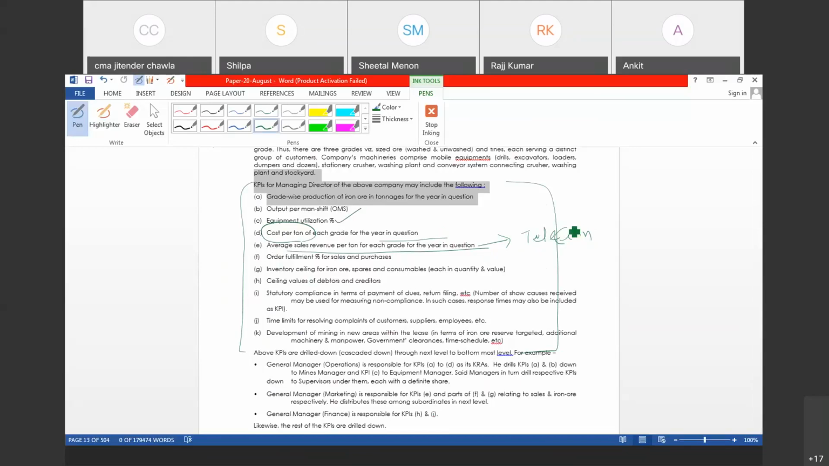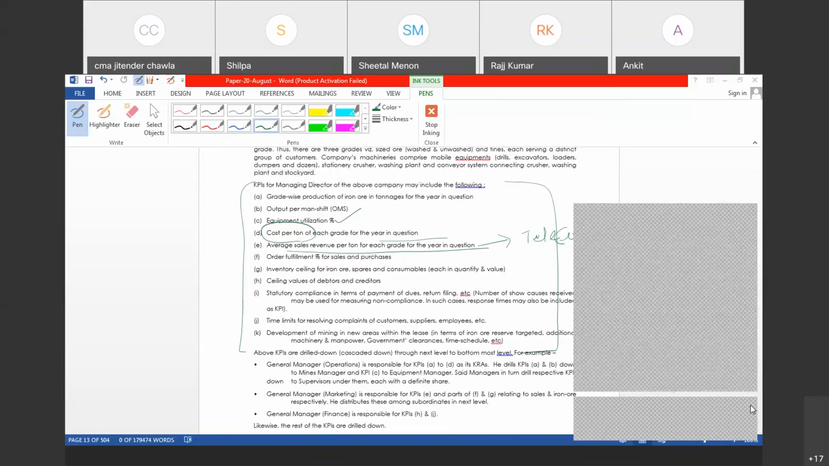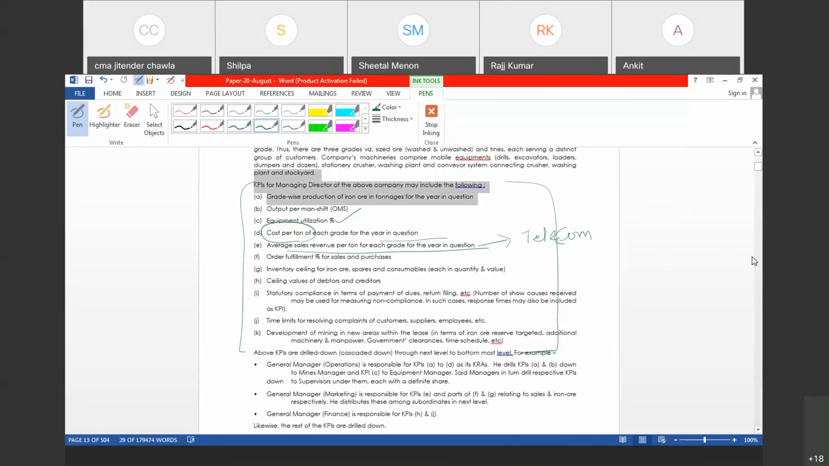Then what is the order fulfillment percentage for you? Sometimes small customers turn up in your organization. It does not mean they are not important. They are important as well. But you have to consider what is the order fulfillment percentage. Next one is inventory ceiling. What is the maximum limit that you want to keep in your organization? What is the maximum value of debtors as well as creditors?